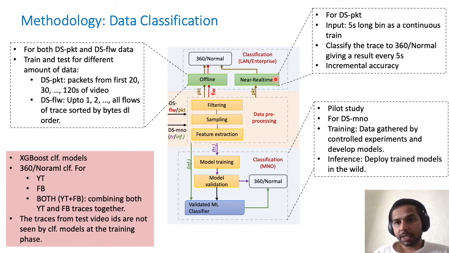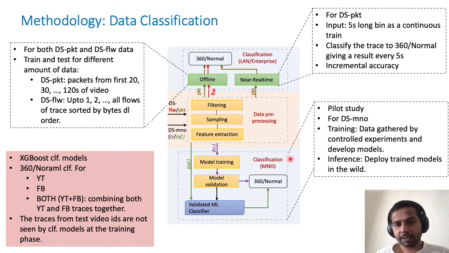When it comes to the near real-time case, we apply this model only for the DS packet data, and we take the 5-second long bins as a continuous train to train and test this model. Once the data has arrived, we try to give the classification results as early as possible, and we give these results every 5 seconds after that with the incremental accuracy.